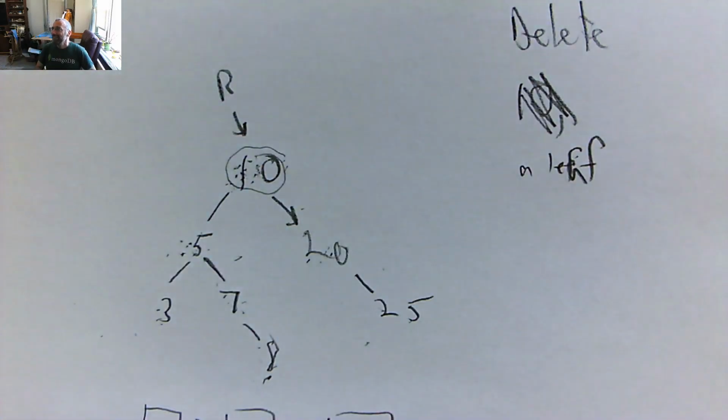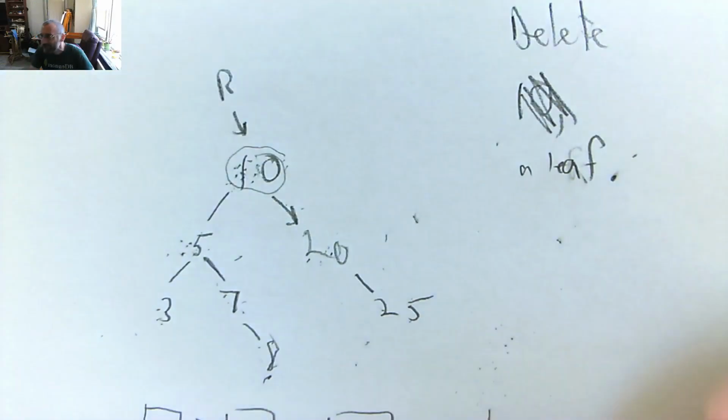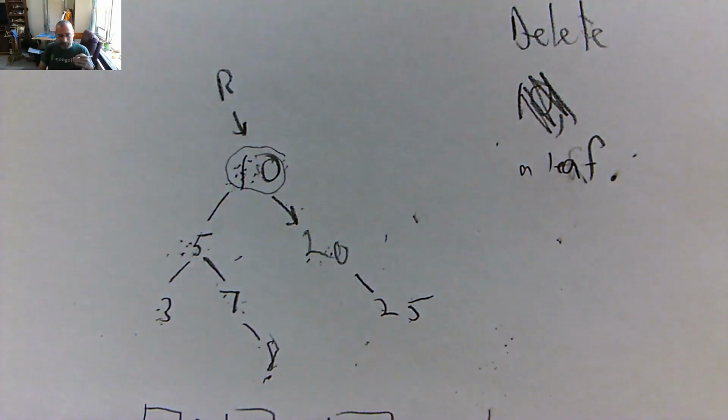for delete, if you're trying to delete a leaf, it's easy. Deleting a leaf, and again, I really wish I had a better eraser. This is an awesome pencil. This is the best pencil ever. It's the Palomino Blackwing 602, but the eraser, not so good.